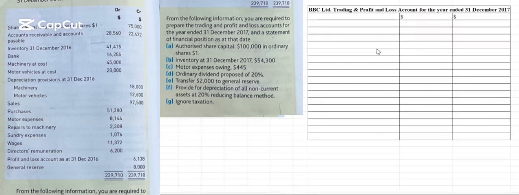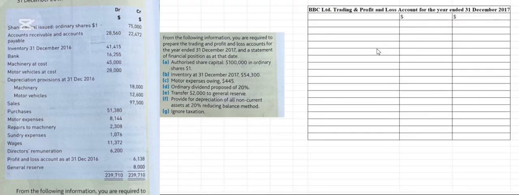Trading profit and loss account, by extension the appropriation aspect, as well as a statement of financial position. So the format is relatively the same, just some new introductions to additional terms. So we're going to use this activity over here.